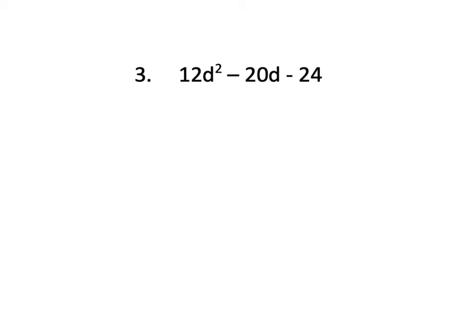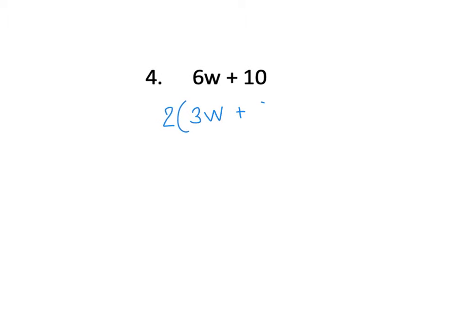All right, this next one, identify your greatest common factor. So 12, 20, and 24 are all divisible by 2. They're also divisible by 4. So I'm going to start with 4 out front, and I'm going to divide each term by 4. That gives me 3d to the second power minus 5d minus 6. All right, try number 4 on your own. Pause the video and see if you're right. You should have 2 times the quantity of 3w plus 5 as your answer.